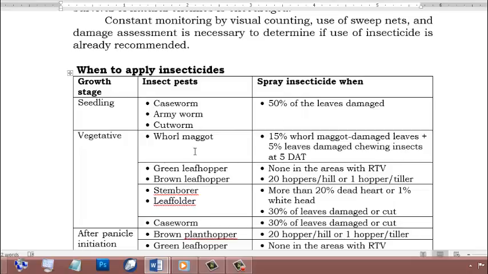But during the vegetative stage, let us observe these insect pests: horned maggot, green leaf hoppers, brown leaf hoppers, stem borers, and leaf borers. No? And we should not allow more than 30% leaf damage or cut. Why? Because the vegetative stage is one of the important stages of rice wherein they develop. They are preparing for conception or development, the budding stage. So we should not allow more than 30% leaf damage or cut.